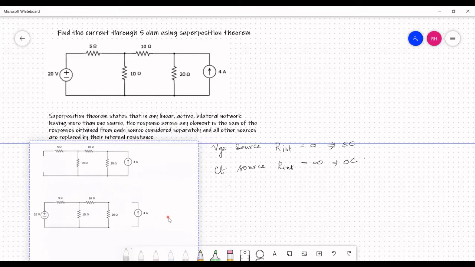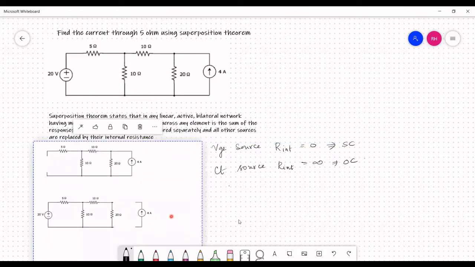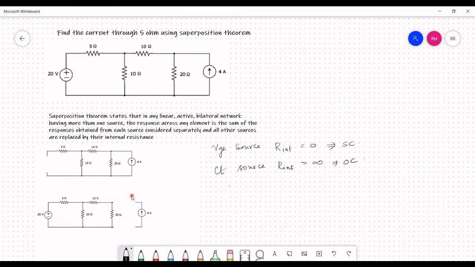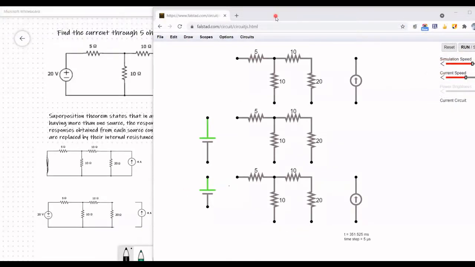And now we are going to draw these two circuits using Falstad, and then we are going to simulate and see. So here the voltage source is replaced by a short circuit and the current source is removed and replaced by an open circuit. So now let's simulate these circuits on Falstad and see how it works.